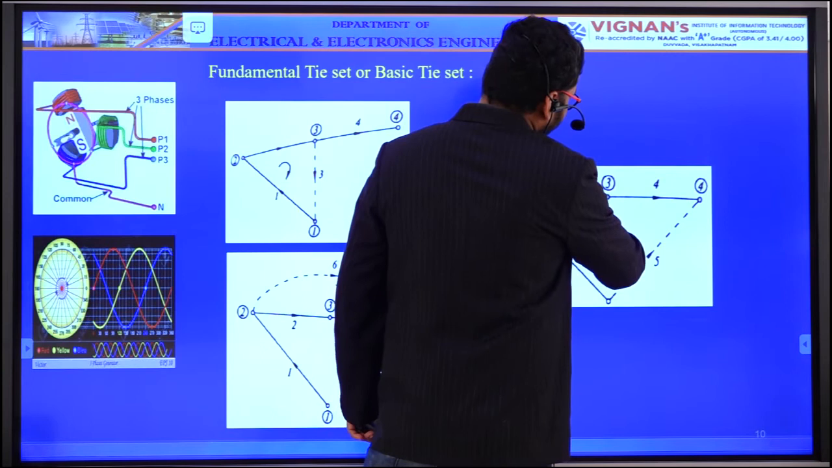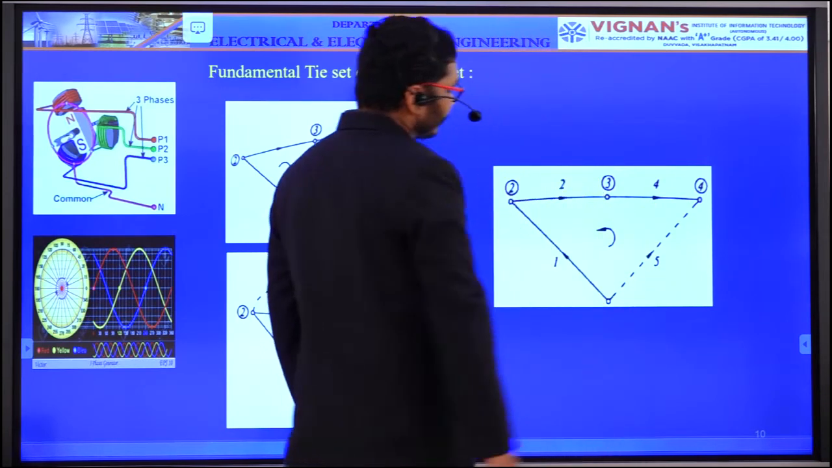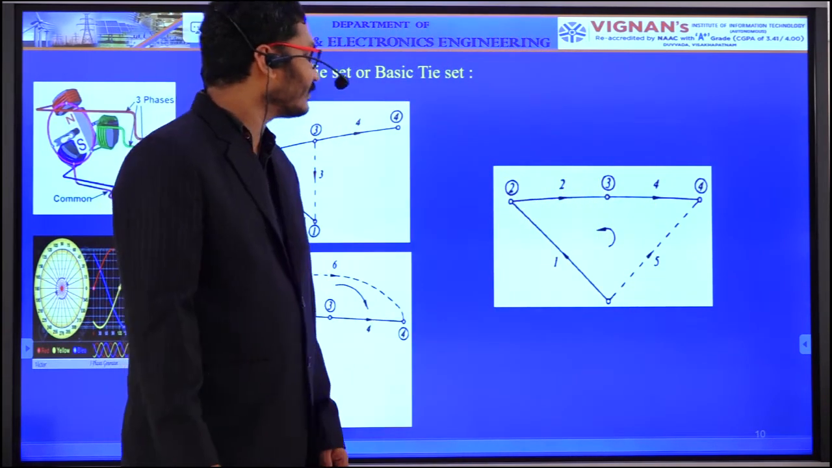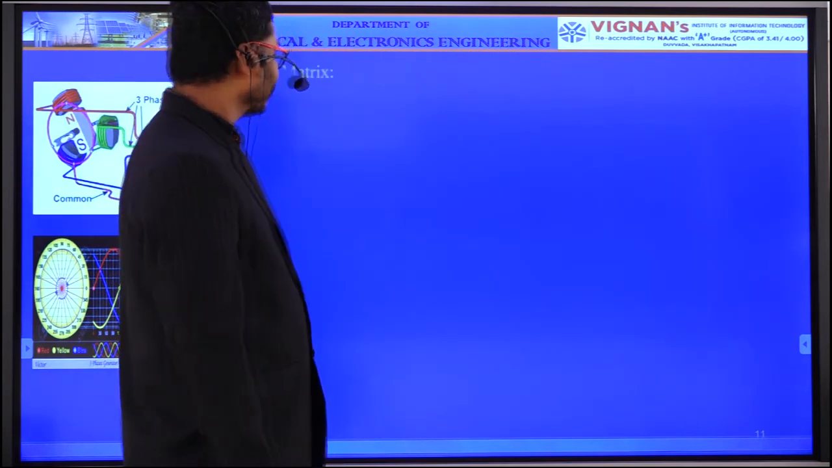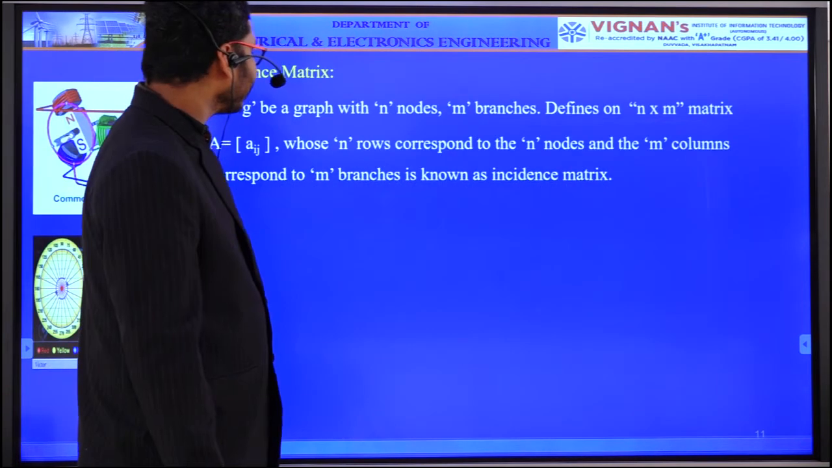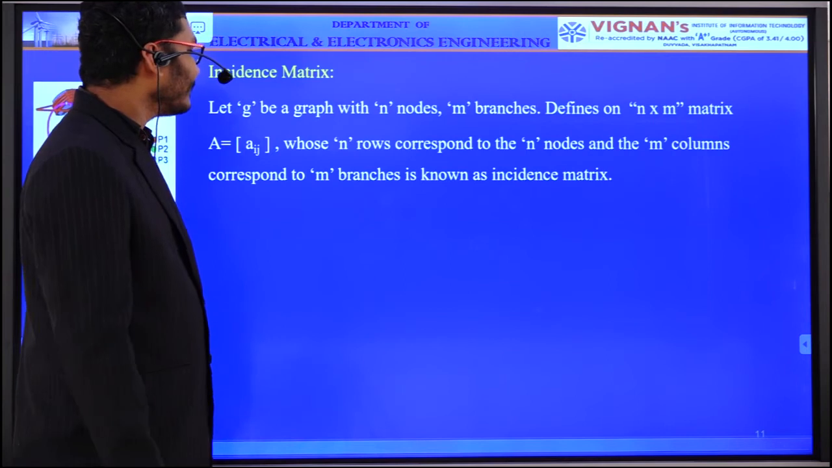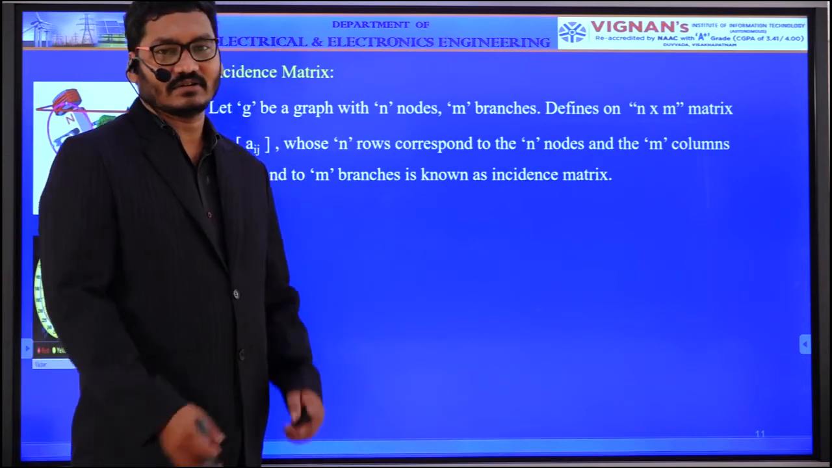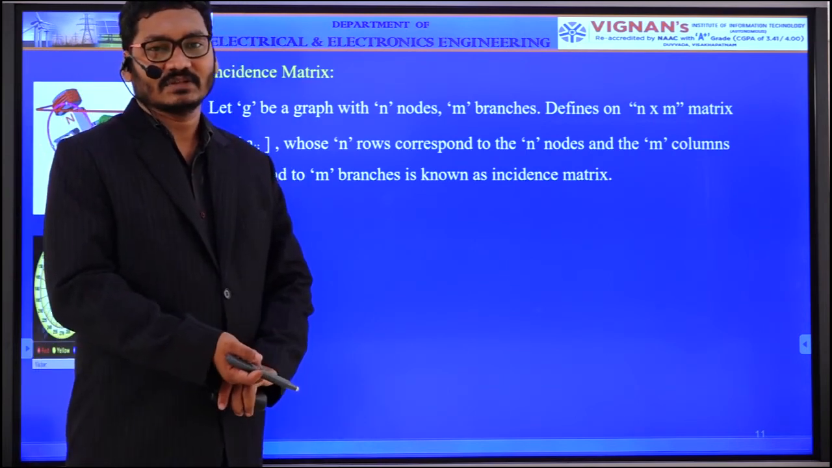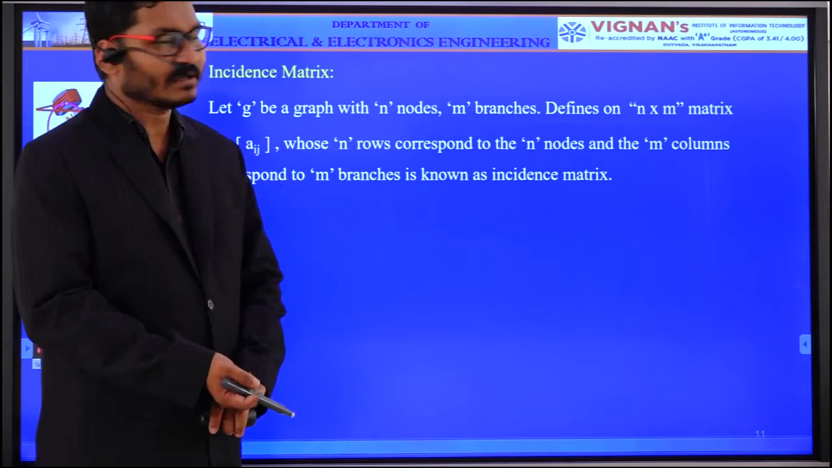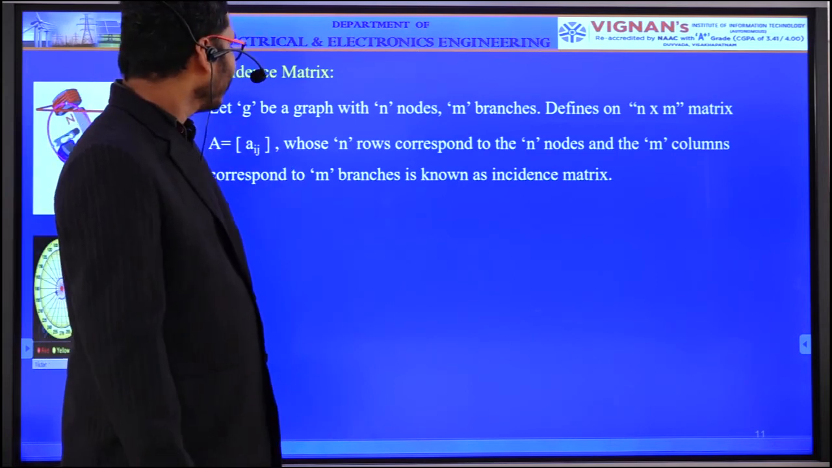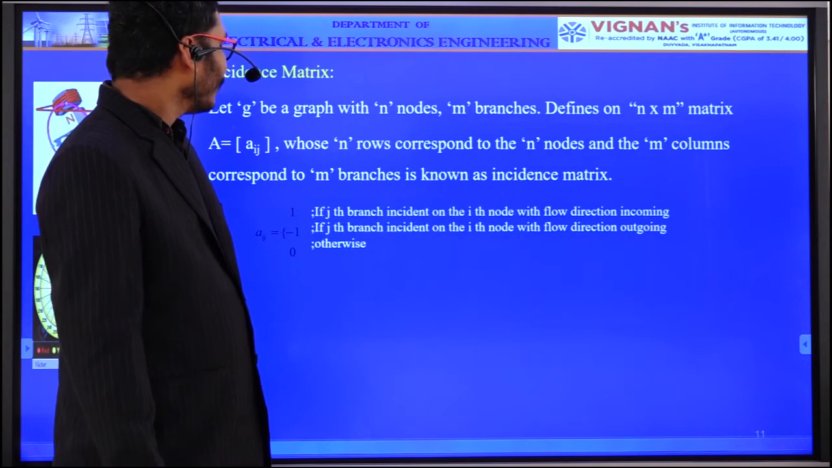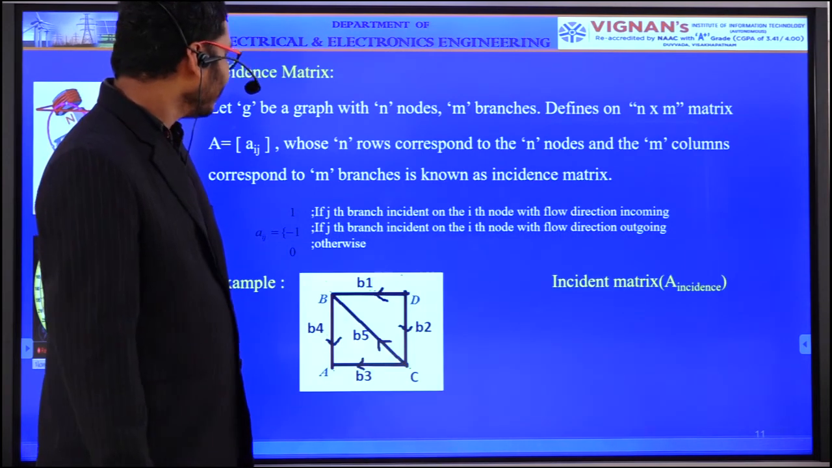Okay, but the remaining branches are tree branches, and only one branch is a co-tree branch. This we will call the basic tie set branch. Next, the incident matrix. The incident matrix was already studied in graph theory in ECA 1. So let's see how, for any network, we find the incident matrix.